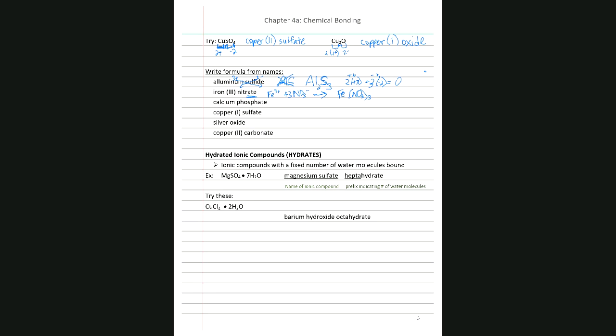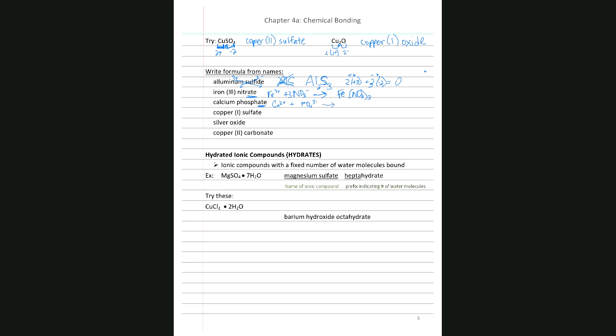Calcium phosphate. Again, I'm going to write out my ions. Calcium, group 2 element, so it has a 2+ charge. Phosphate tells me it's a polyatomic ion, so I'm going to go to my table and find phosphate. And I believe it has a 3- charge. Can somebody check and confirm that? Right. Cool.